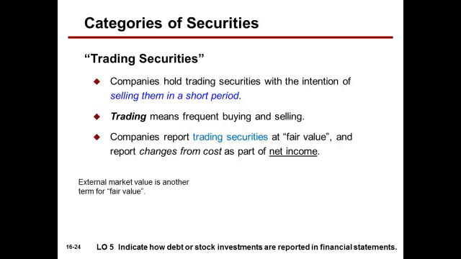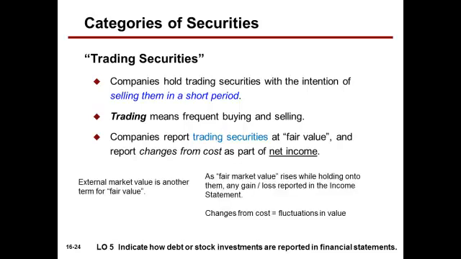External market value is another term for fair value. And as fair market value rises while holding on to them, any gain or loss is reported in the income statement. Any changes from cost, these are the fluctuations in value I'm referring to.